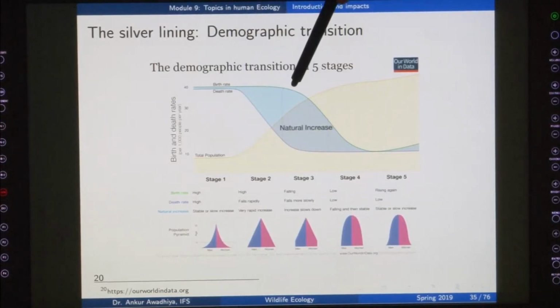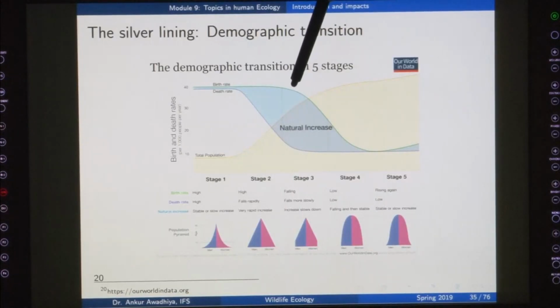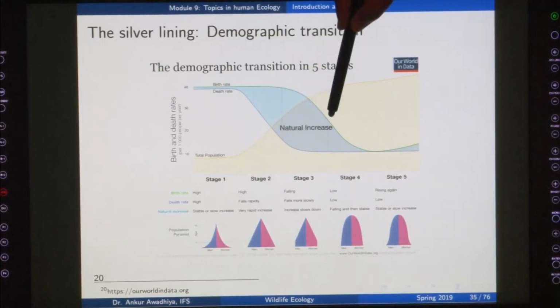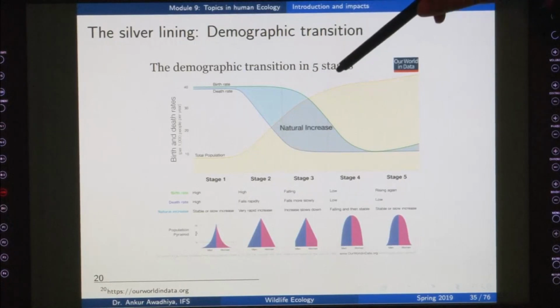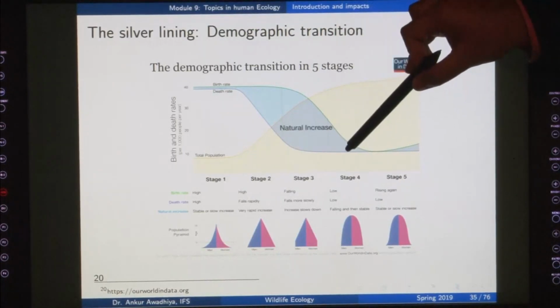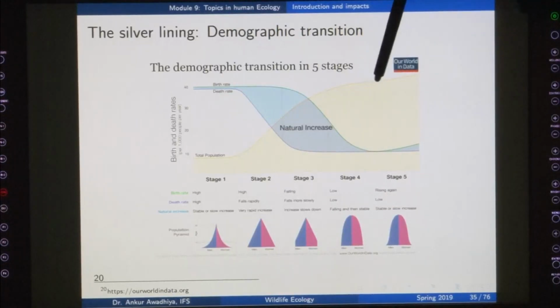In the third stage you have a falling death rate that continues and the birth rate has started to decrease. But here again we see that the population is increasing, but it is becoming more and more stable, and this is the stage where we actually are today. Now, in a short while, when we reach the stage in which your birth rate and death rate are both low, we will observe a flatness in the total population.